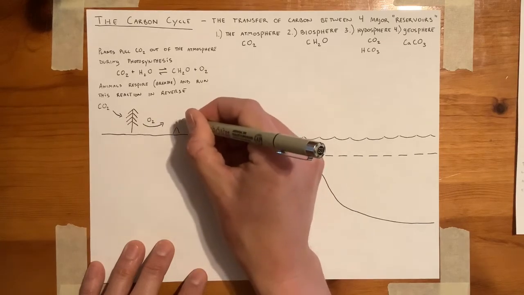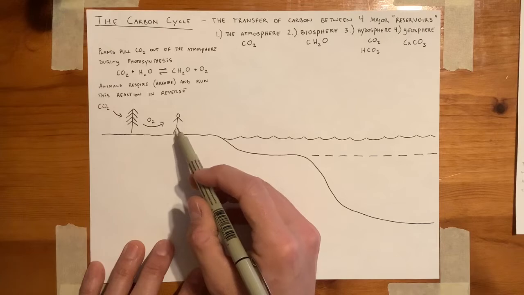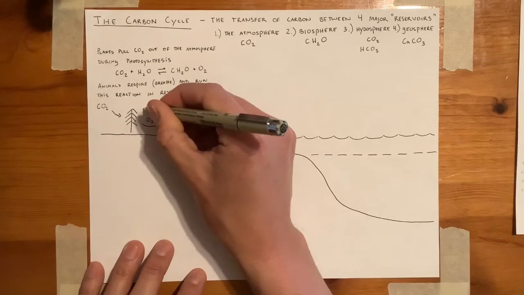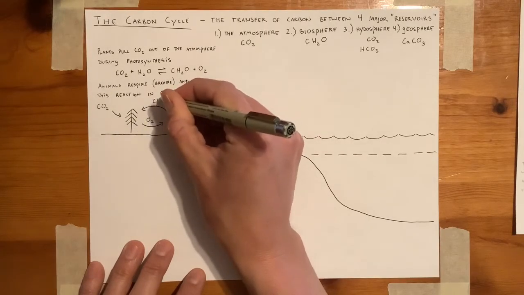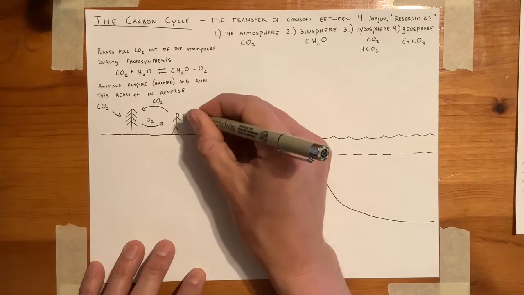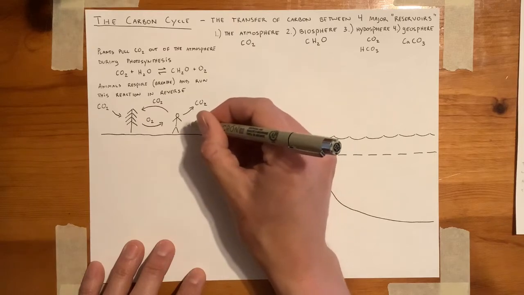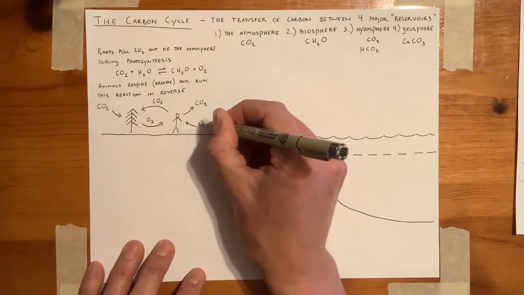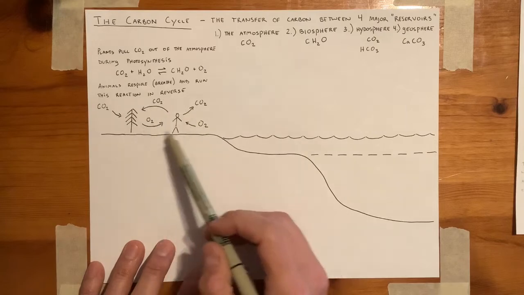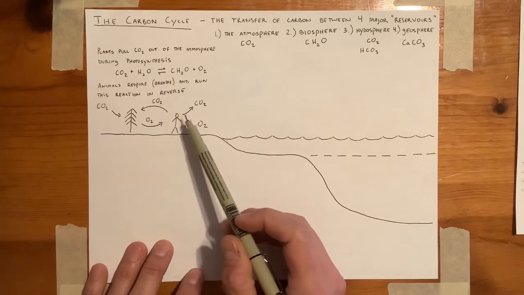And then animals like us inhale that O2 and exhale CO2, carbon dioxide, which is then used by plants in photosynthesis. Of course, we also just exhale CO2 to the atmosphere, and we inhale O2 from the atmosphere. Right, so plants and animals are constantly exchanging carbon between the biosphere and the atmosphere through photosynthesis and respiration.